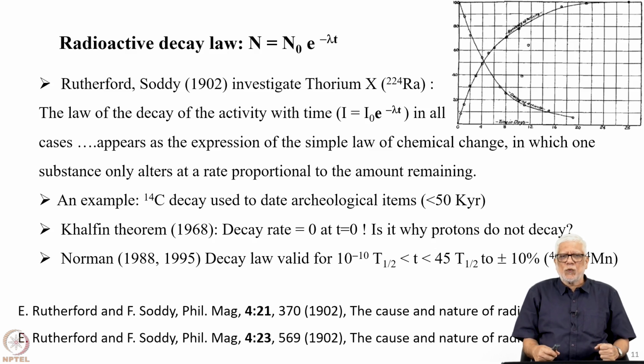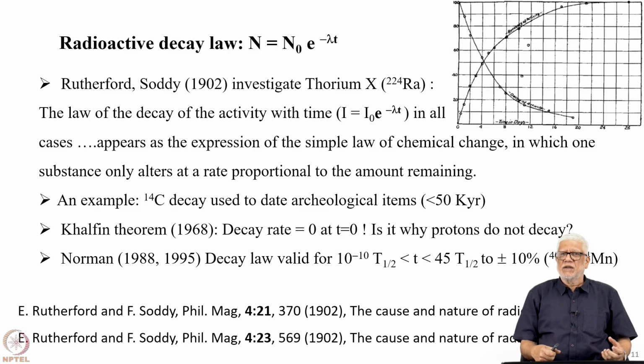Okay, so the other thing that I wanted to talk about was the so-called Khalfin theorem in 1968, where it was shown on very general principles using quantum mechanics that the decay rate is exactly zero at t equal to 0. This was a problem at that time, which was very current. Protons are supposed to decay in many of these unified theories, and why don't they decay? What is not clarified in the Khalfin theorem, and is out of scope for that theorem, is: what time scale does the radioactive decay law set in? So it needs to be verified.